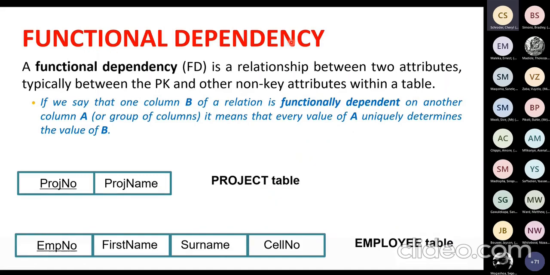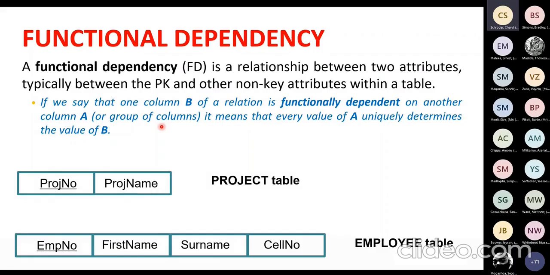Okay. So we have a term called functional dependency. Functional dependency, abbreviated to FD, is a relationship between two attributes, typically between the primary key. Okay, so if the primary key is only one attribute, that's fine, but remember sometimes your primary key could be composite, made up of more than one attribute. So there's a relationship between the primary key and other non-primary key attributes within the same table.